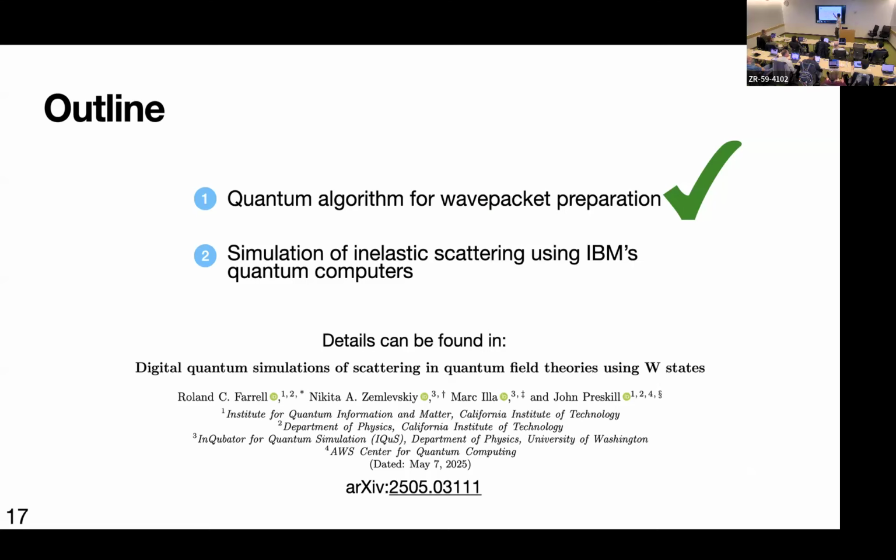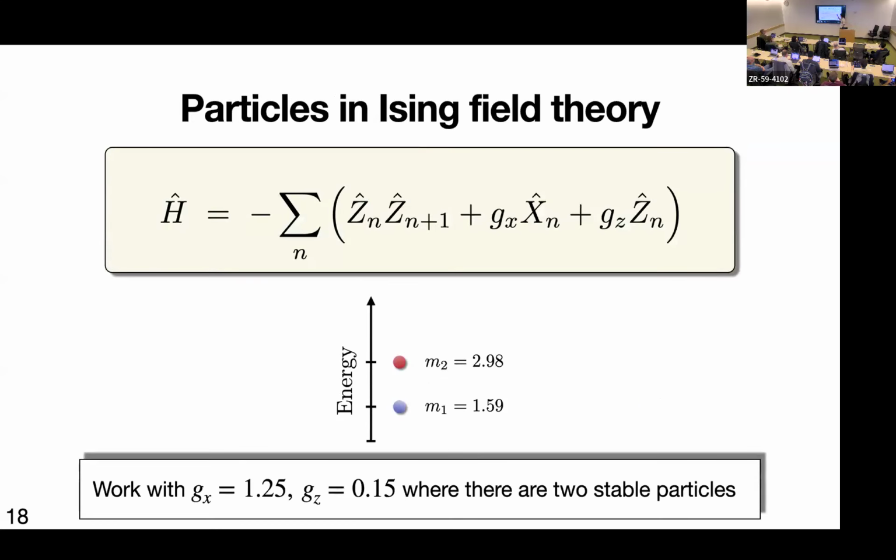Okay, so the next part of the talk is a utility scale simulation of this inelastic scattering using IBM's quantum computer. Again, this Ising field theory Hamiltonian looks like this. For the parameters that we choose, there are two stable particles, a light one that we denote by this little blue circle, and a heavy one with this red circle. The scattering process we want to see is that we collide two of these light particles, and after the collision, we produce one of these heavy red particles.